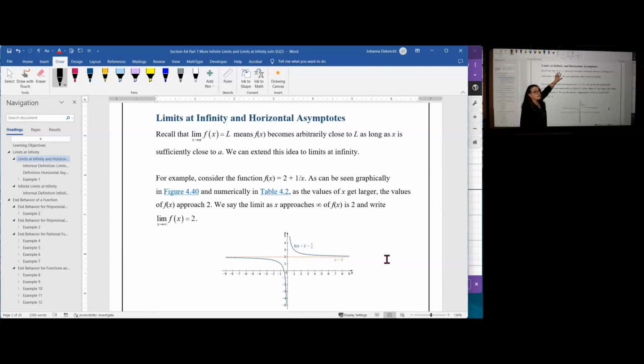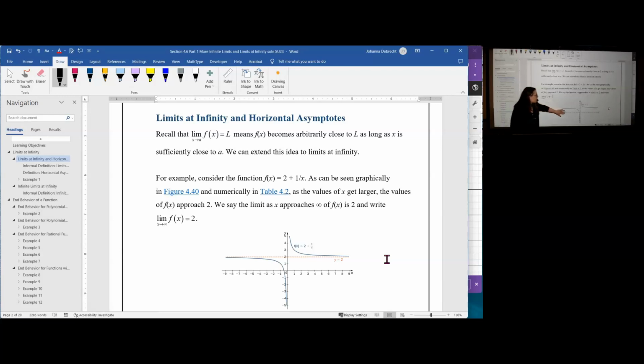Recall that the limit of a function as x approaches a equal to L means that the function values, the y values, get arbitrarily close, infinitesimally close to L as long as x gets very close to a. Not at a. We never actually reach a. We just get close to a. We can extend this idea to limits at infinity. So instead of having a finite real number for a, we're going to replace that with either infinity or negative infinity.